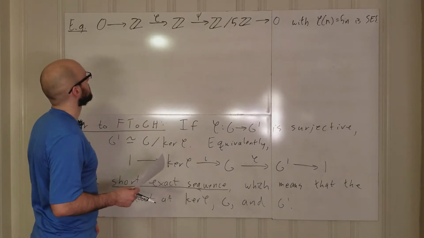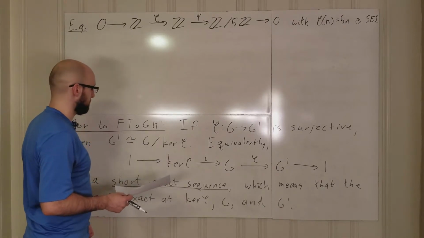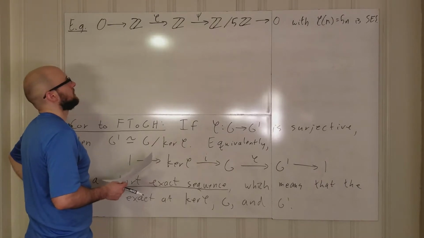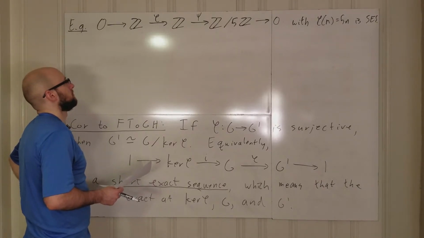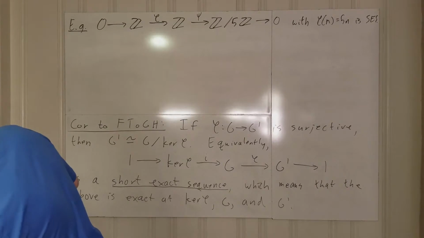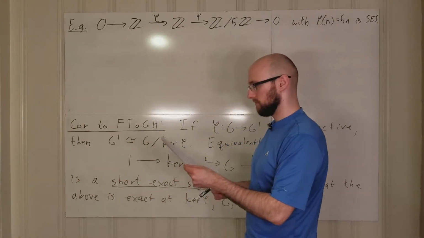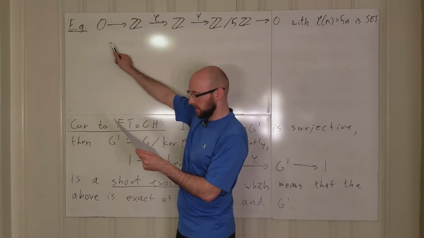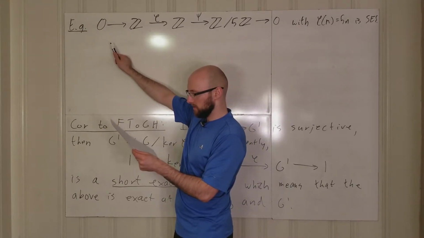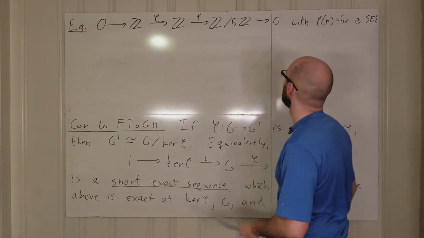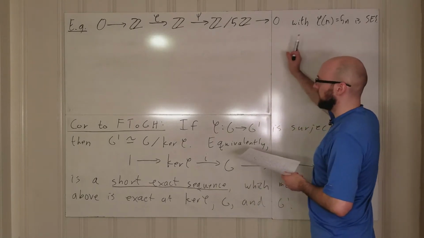So let's see here. Phi we need to be injective. No, wait, what? Oh man, if only I hadn't erased the definition. Oh, I have it right here. Okay, so what do we need? Because we've got the 0 on this side, when G equals 1, we need this to be injective. So phi of n is going to be 5n.